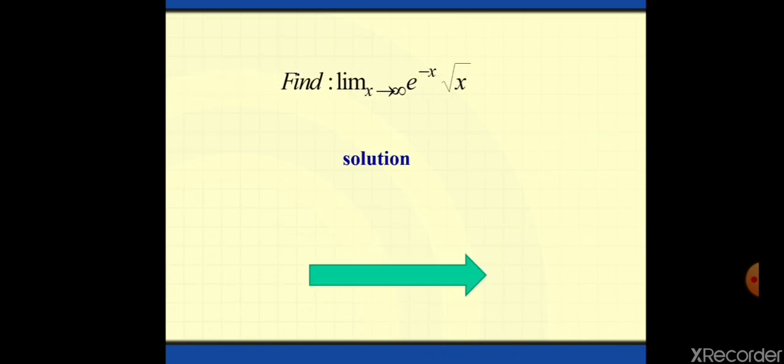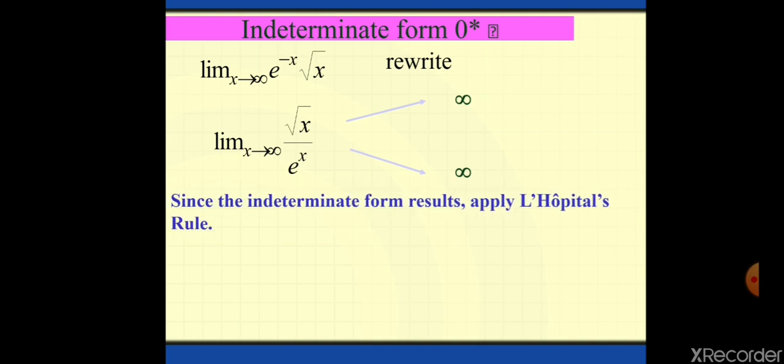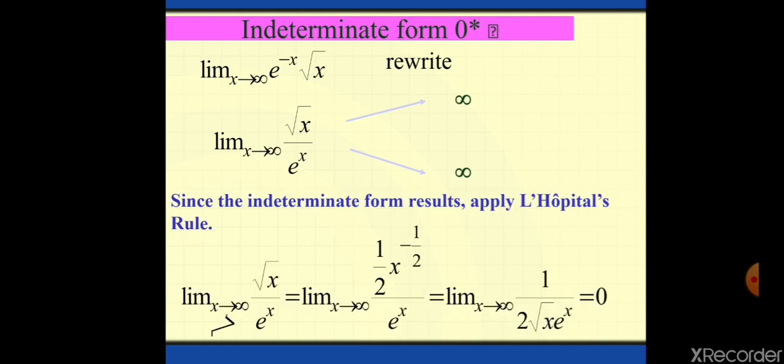Another example: limit of e to the power negative x times root x when x approaches infinity. To find the limit of this problem, first of all we have to rewrite it in the form of a fraction to use L'Hopital's rule. Here, e to the power negative x can be written with the sign of the power changed and placed in the denominator as e to the power x. Now if you try direct substitution, it will be infinity over infinity. So we have to use L'Hopital's rule here.